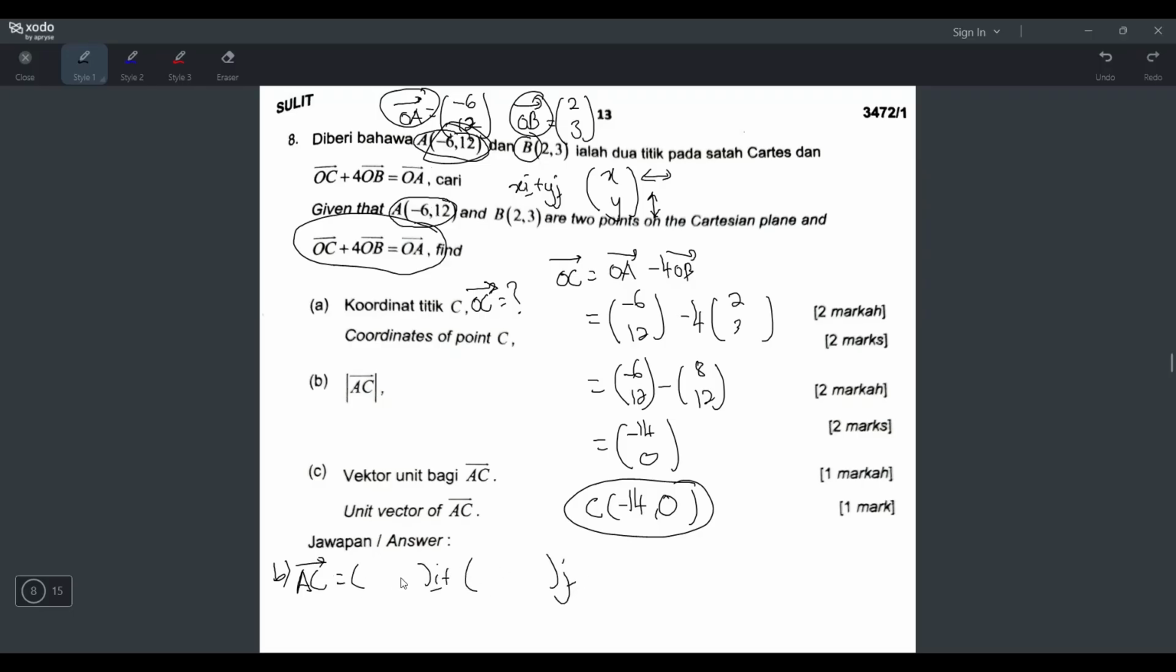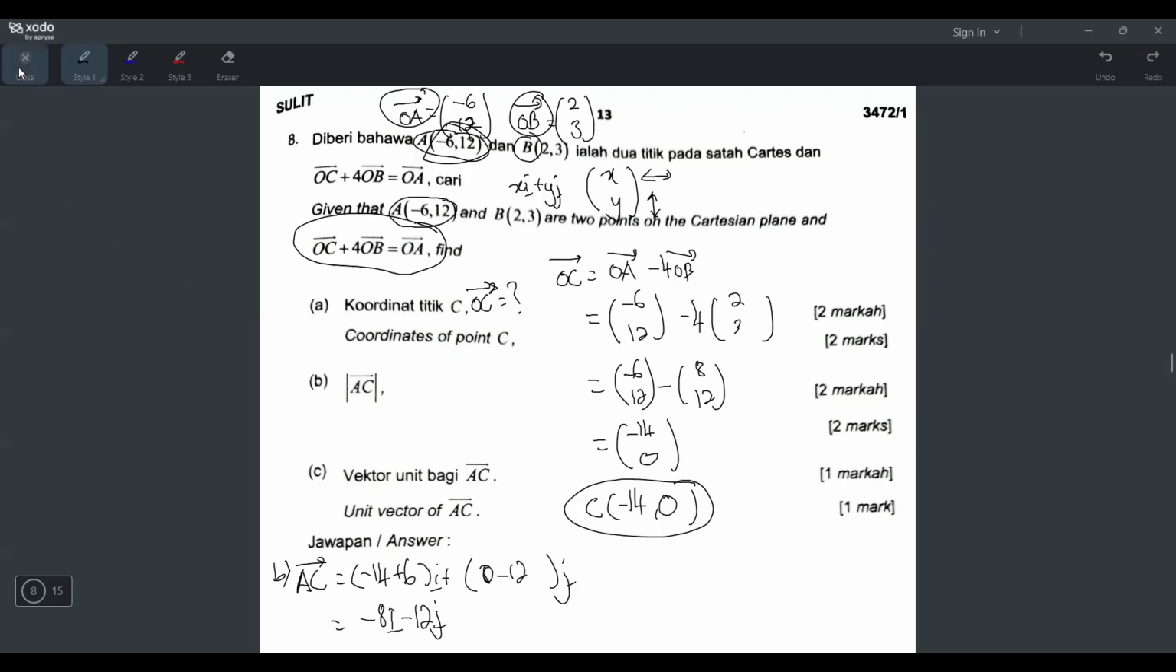For this value, you take C's coordinate minus A's coordinate, the X coordinate. So C's X coordinate is negative 14 minus A's, which is negative 6, so plus 6. Minus 6, so plus 6. And then for this one, you take Y coordinate minus Y coordinate, but it's C minus A, so 0 minus 12. And then you will end up with the vector negative 8i minus 12j. But this is not your answer.